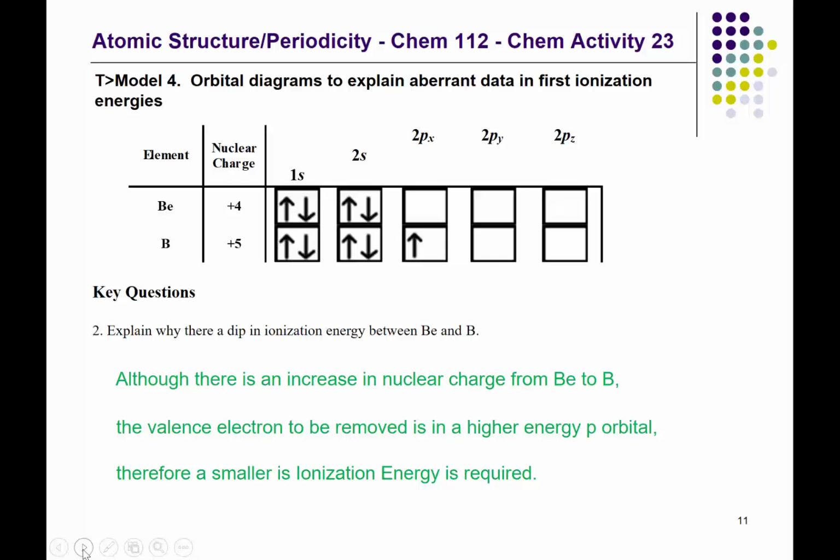There isn't a dip in going from boron to carbon because they both have the same situation. Both of them are removing an electron from a higher energy p orbital. So the effect of an increase in nuclear charge is in fact experienced and demonstrated. So this is the kind of answer that I would be looking for to explain the dip in ionization energy between beryllium and boron. The same explanation would be applied to why there's a dip from magnesium to aluminum, or why there's a dip from calcium to gallium. Hopefully this discussion makes sense to you, and we'll be looking at some similar examples in our live sessions.